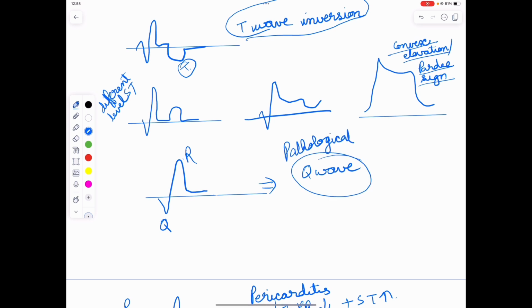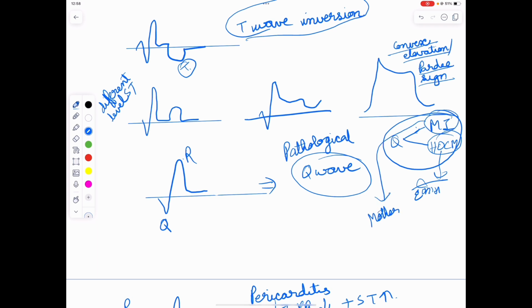Remember that pathological Q wave is seen in two conditions, that is MI and HOCM. See, Hakim is illiterate, therefore he never asks questions, Q. And MI, that is mother. Mother is out of love, does not ask questions. So by that we can remember that Q wave is seen in both MI and HOCM.